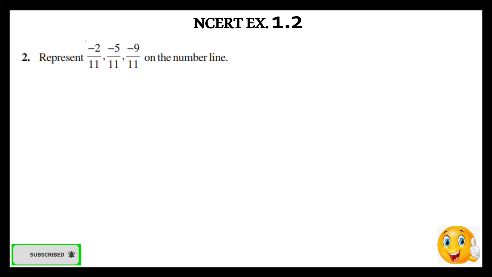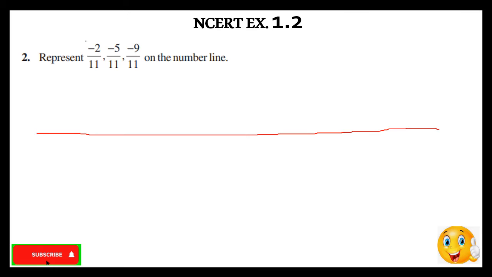So first we are going to draw a number line on which we have to take 11 equal parts of each unit. So we have the negative rational number, so we are going to start from the rightmost side, that is 0. The first part will be minus 1 upon 11. So this is minus 1 upon 11.